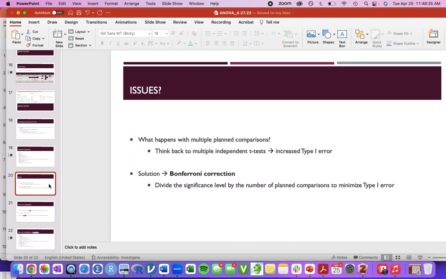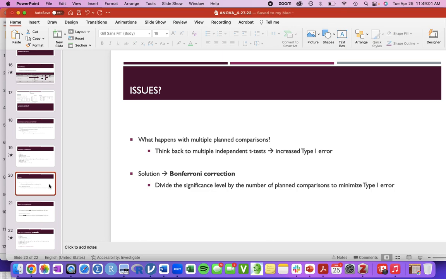But what happens when we do multiple planned comparisons? We can think back to multiple independent t-tests, and this means that we increase our likelihood of type 1 error. Now we can do multiple planned comparisons, but that just means that we need to cover our butts a little bit and establish a correction. So here we establish a Bonferroni correction.